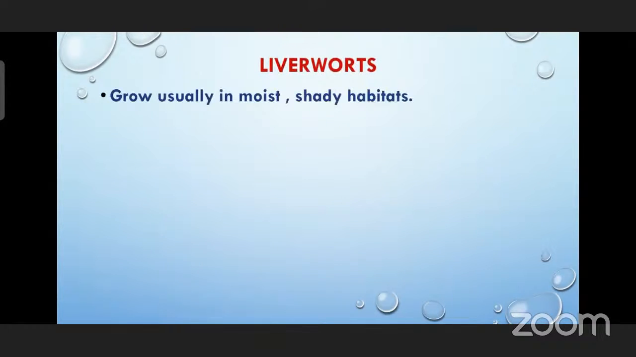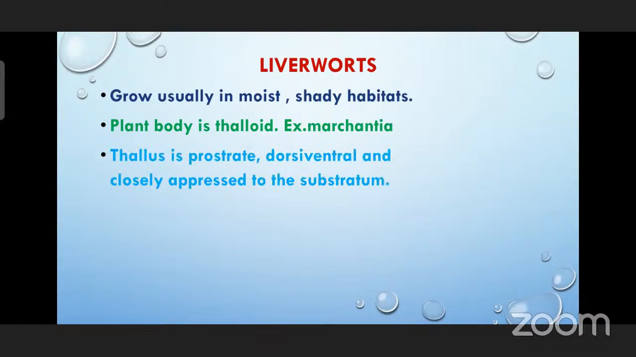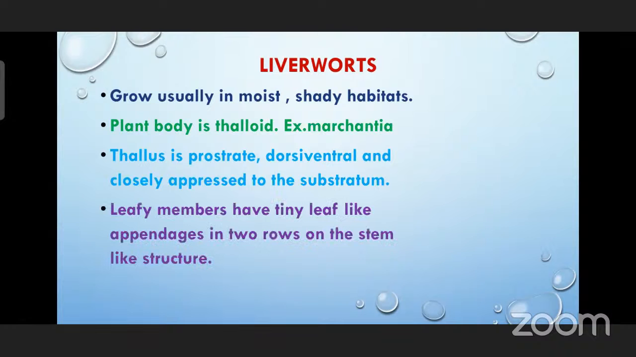Liverworts grow usually in moist, shady habitats. As you know, all the bryophytes grow in moist, shady habitats only. The plant body is thalloid, for example, Marchantia. It is thallus-like because true roots are not present. The thallus is prostrate, dorsiventral, and closely appressed to the substratum. So the plant body is present just above the soil.